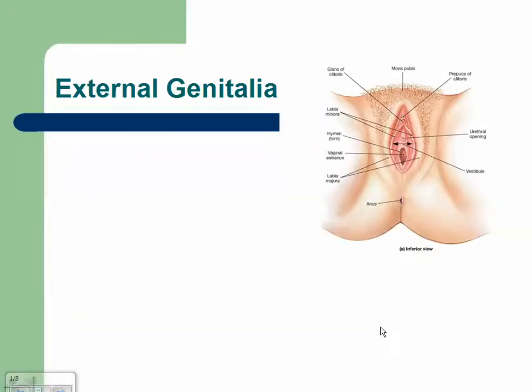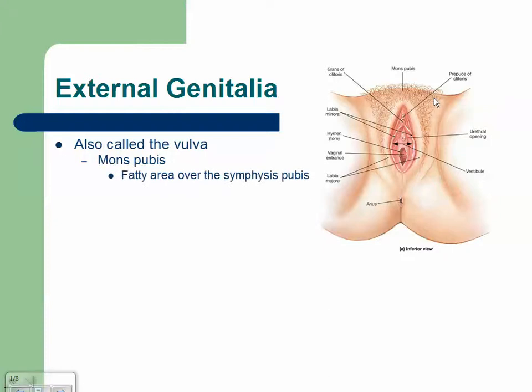All right, and then the external genitalia, also called the vulva, has several parts that we're going to talk about. First, the mons pubis is this layer of fatty tissue that's covering your pubic symphysis bone. Okay, remember that area where the two sides of the pelvis meet that actually just has a little cartilage between it? And we want protection in front of that.